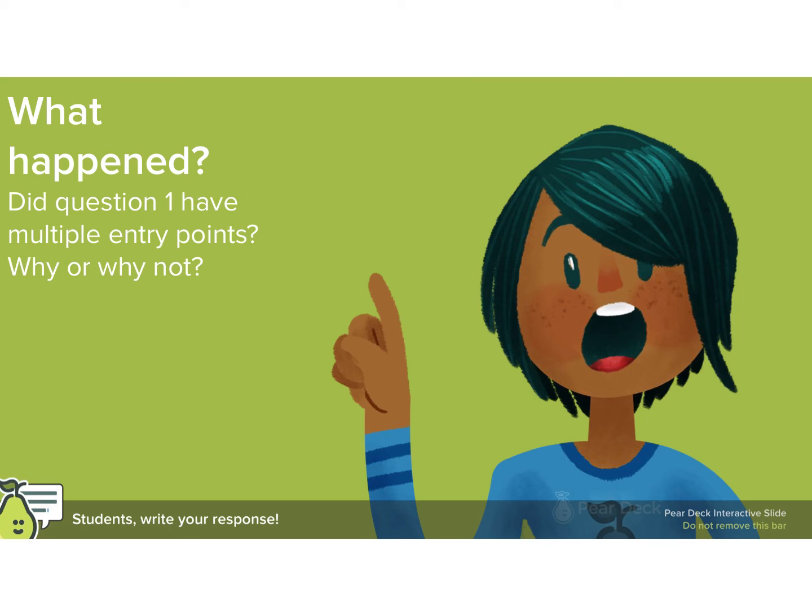There's a second part of this, and the question is, did question 1 have multiple entry points? Why or why not? No. We were only given 2 angles, so there's only 1 entry point.